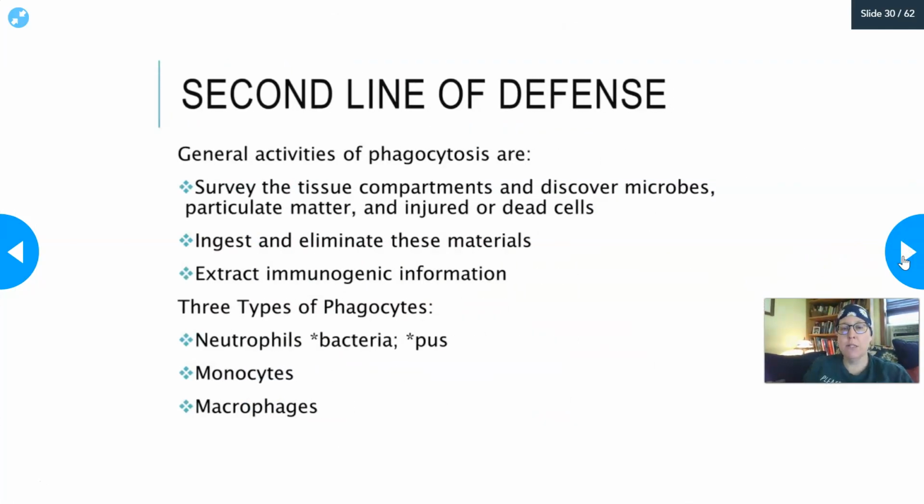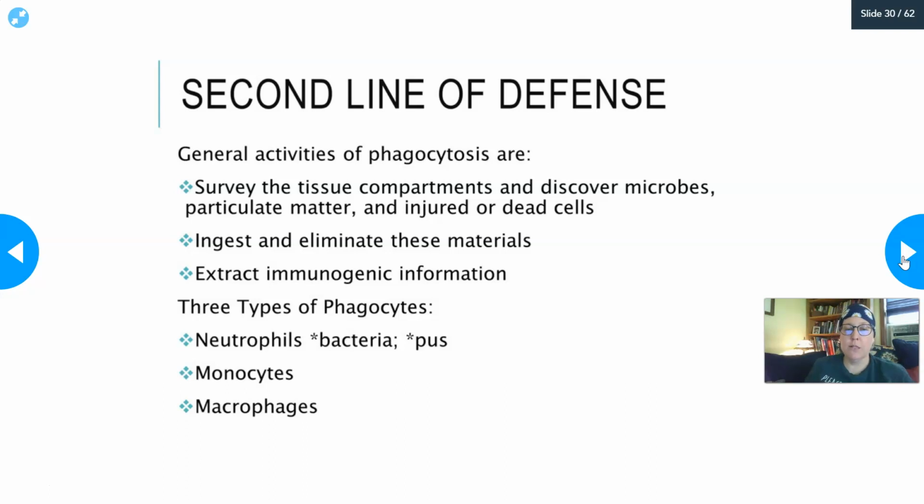So other parts of the second line of defense are the general activities of phagocytosis. The phagocytes move around and survey the tissue compartments, and they discover microbes and particulate matter, which are just bits and pieces, if you will, in injured or dead cells. So things that are just trash, things that don't belong. And they will automatically ingest and eliminate those materials. So they're part of the cleanup and security crew. And they will extract immunogenic information from the microbes and use that to often activate the adaptive immune system.